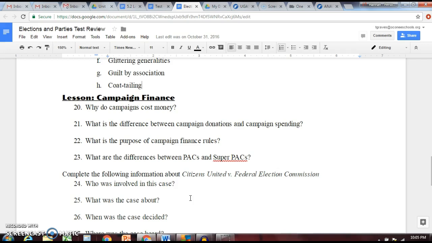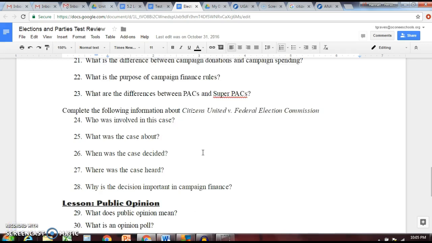The case was decided in 2010 by the Supreme Court, and it was important because it basically said that putting limits on campaign finance, how much money you donate, limits your First Amendment freedom of expression. So it allowed the creation of super PACs.